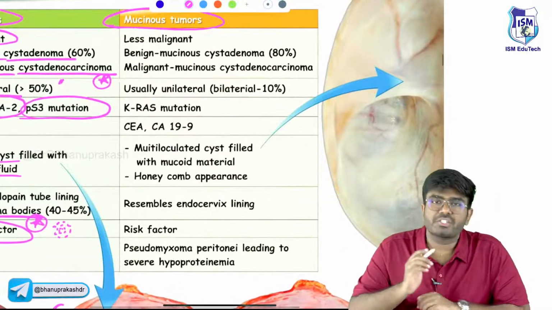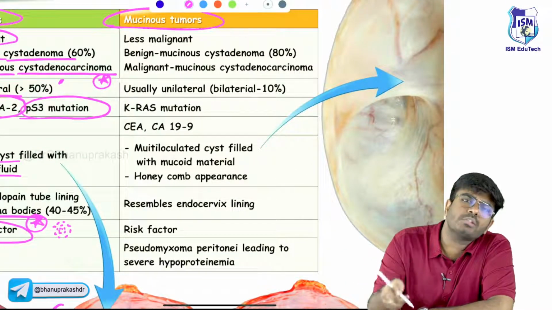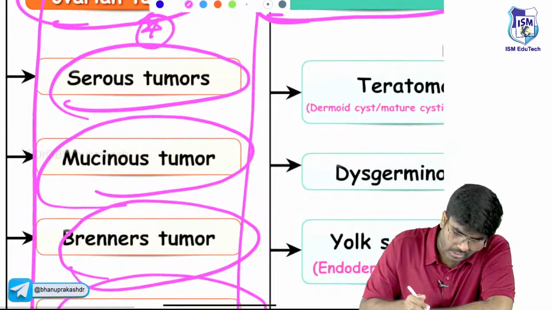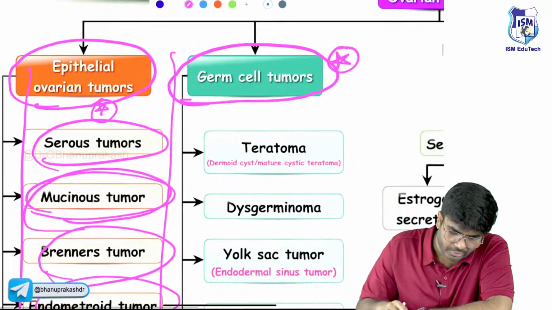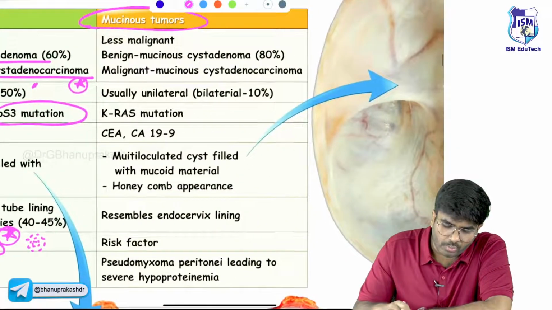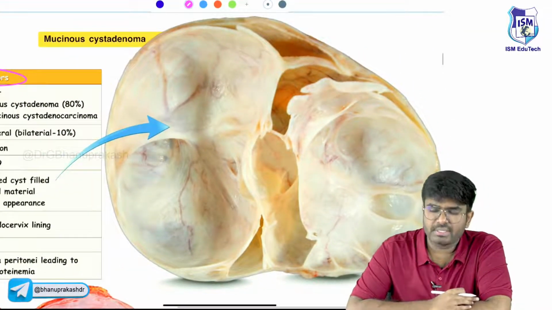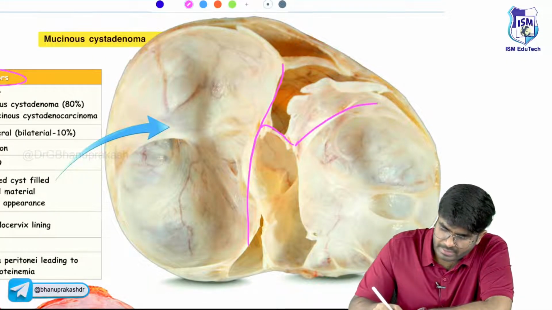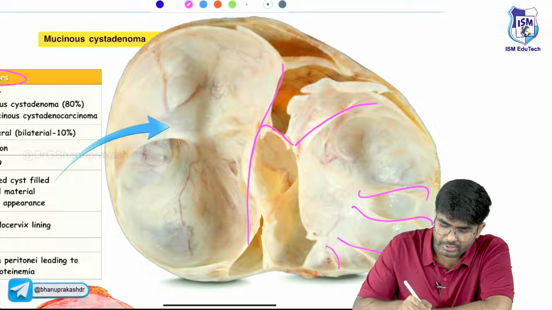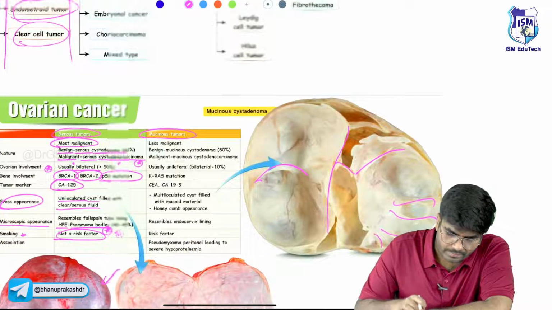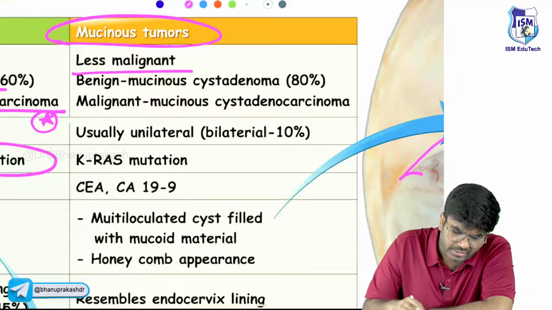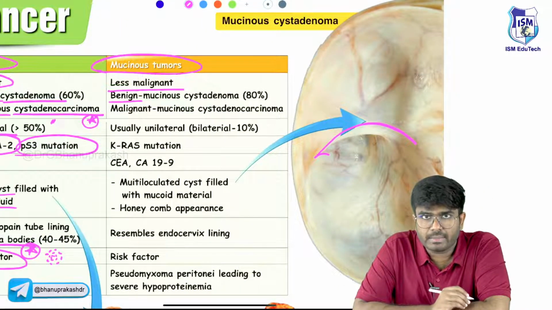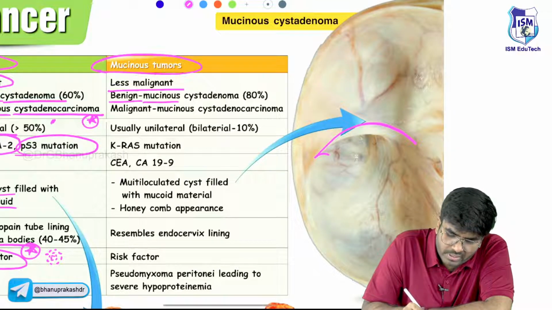Now let's talk about the mucinous tumors. The mucinous tumors are also epithelial tumors of the ovary. Now let me talk about the mucinous tumor. See how the tumor is in the ovary. It is multiloculated, with multiple thick septa seen. So it is a less malignant condition. Okay, benign, it is called a mucinous cystadenoma.